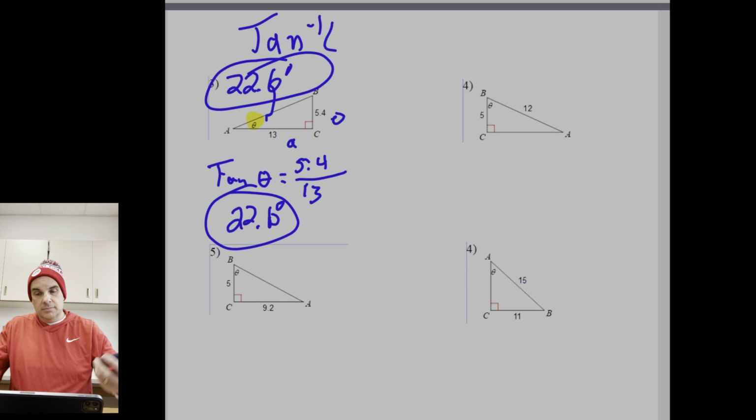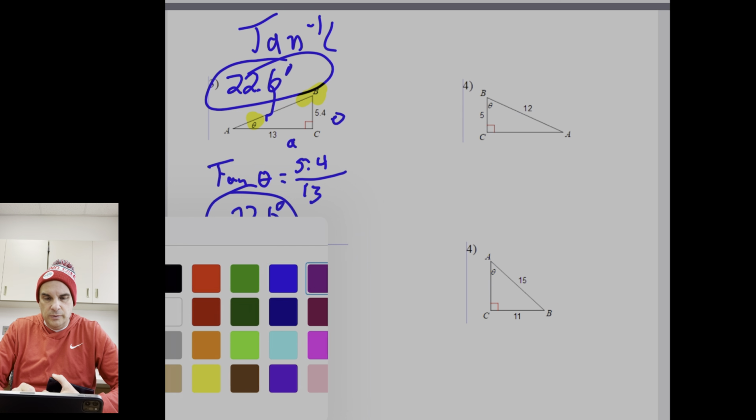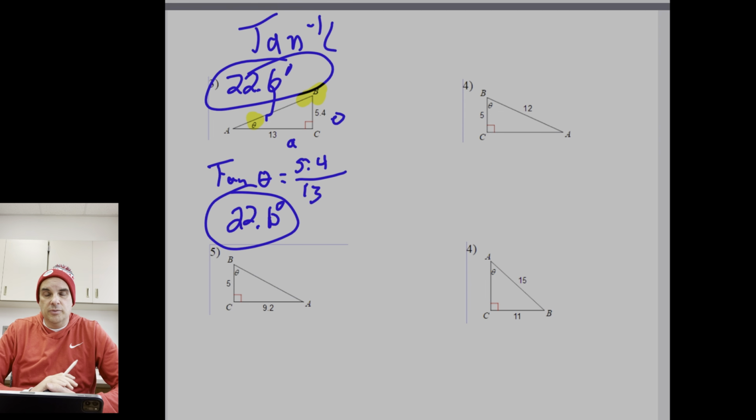Okay. And you're done. You move on to the next one. So that's the measure of that angle. Could you find the measure of this third angle now? Yeah, you have to add up to 180. So you could certainly do that if we wanted to. Okay. Let's look at number 4.